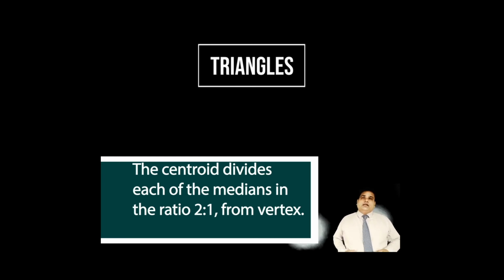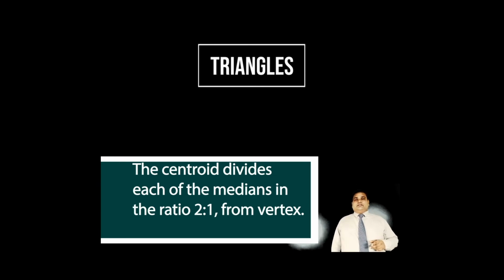So the important property of centroid is that it divides the median in a 2:1 ratio from the vertex. Here in median AL, if P is the centroid, the ratio of AP to PL will be 2:1. Similarly, the ratio of CP to PN will be 2:1, and again the ratio of BP to PM will be 2:1.